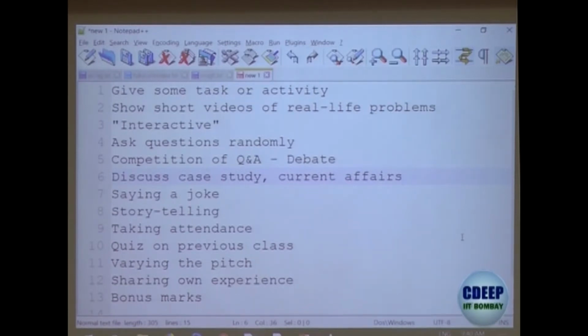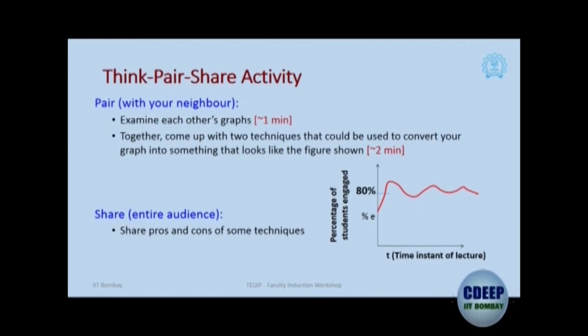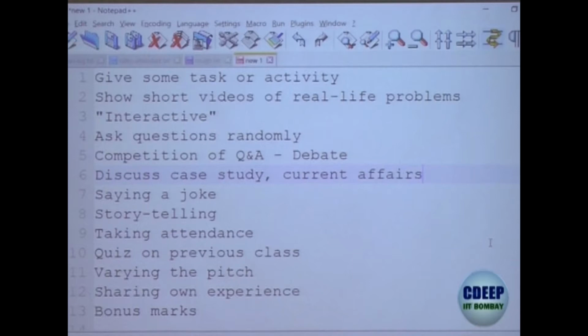So now that we have a list of techniques, let us see. What was the question? Let's go back to the question. The question is, we want most of the class to be engaged most of the time. So we are saying 80% of the class is engaged for 80% of the time. Sustained engagement, that's the challenge. Now let's see whether these techniques meet that challenge.